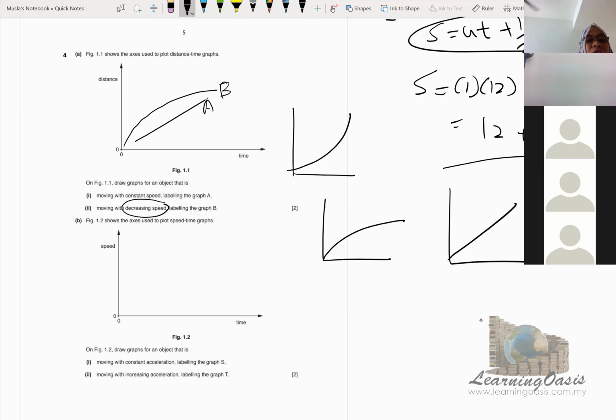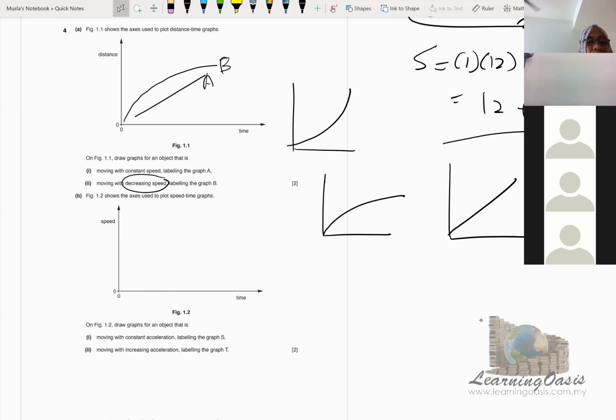Now it shows the axis used to plot the speed time graph. Draw the graph for an object. This is a speed time graph now. What are two things you get from a speed time graph? Gradient equals to acceleration. Area under the graph equals to distance. So now, moving with constant acceleration, how does it look like? Constant acceleration, a straight line. Right.